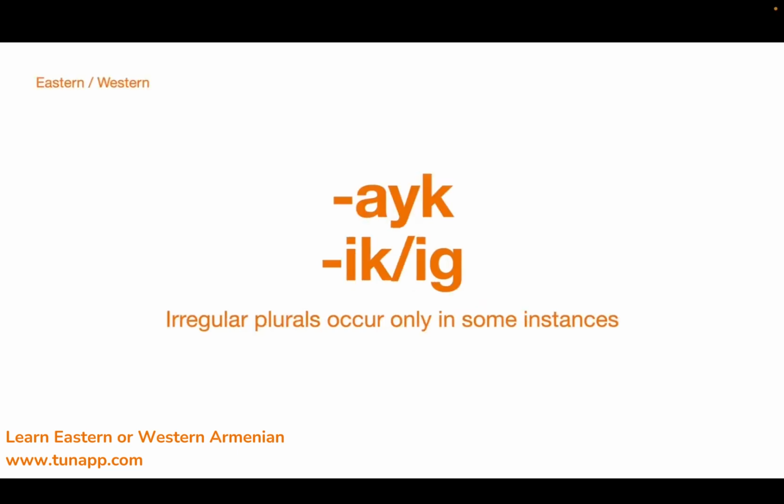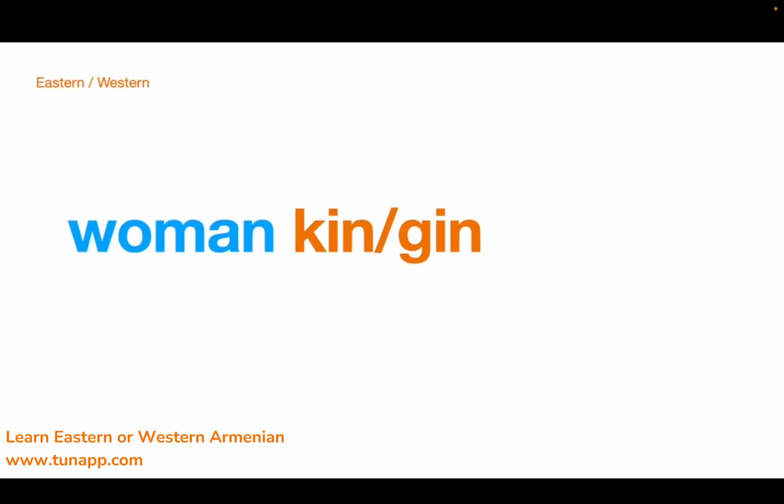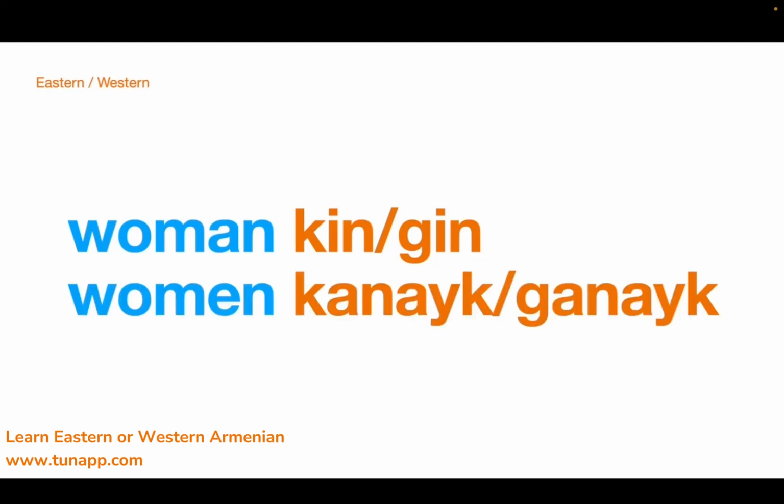Now, this may surprise you, but there are some irregular plurals in Armenian as well, and these occur only in some instances. Let's have a look at ik, the suffix, and ik in Eastern Armenian or ig in Western Armenian. The first example we'll show you is woman, kin in Eastern Armenian or gin in Western Armenian. If we want to say women, we say kanaik in Eastern Armenian or ganaik in Western Armenian.